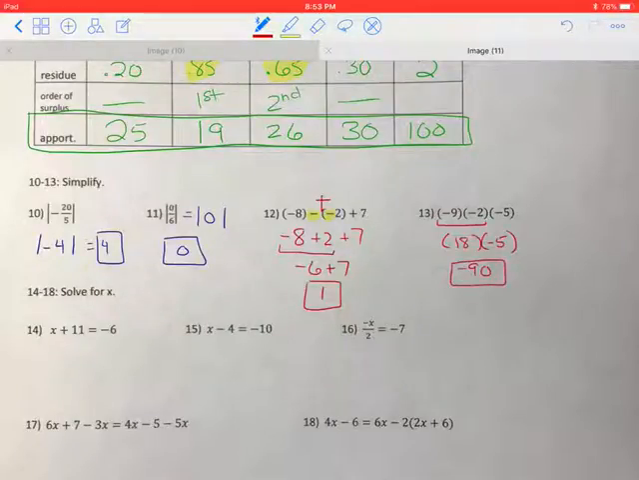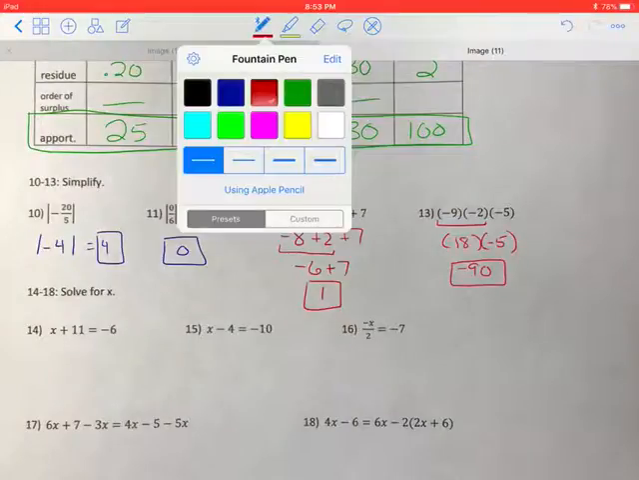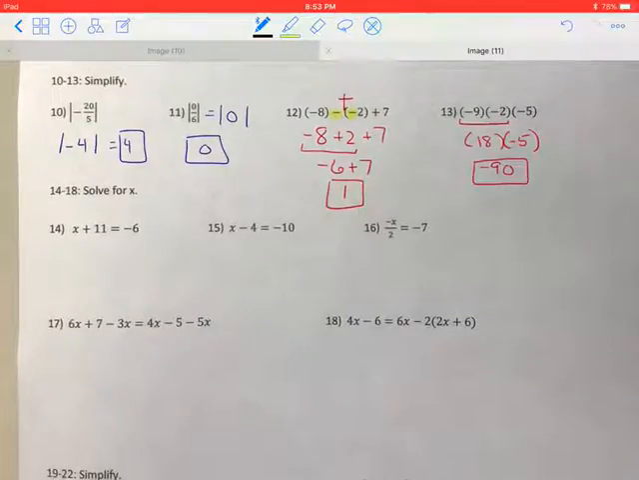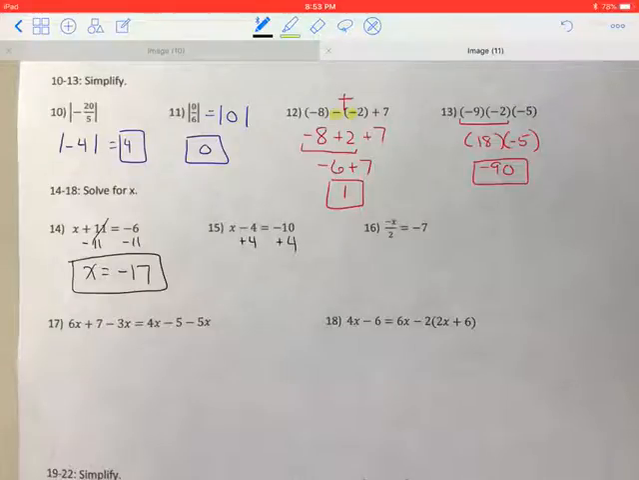All right, now our next 5 are all solving equations. So let me switch to a different color. We're going to start with some one-step equations. So for number 14, to get x by itself, I just need to subtract 11 to both sides. And I get x equals, now here the signs are the same, so I have to add and keep the sign. So I get x equals -17. For number 15, to get x by itself, I need to add 4 to both sides. The 4's cancel. I get -10 plus 4. The signs are different, so I subtract. Keep the sign of the larger number, and I get a -6.